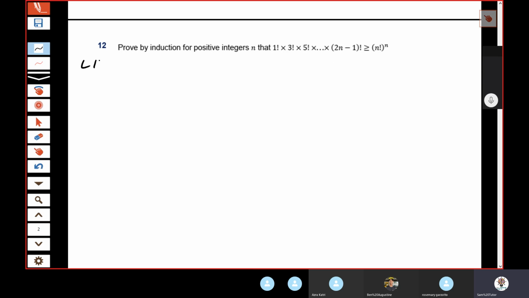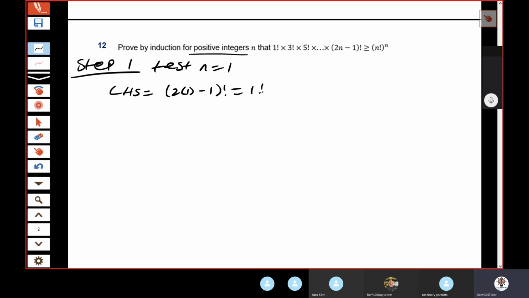So, left-hand side. Sorry, what am I doing? Step 1. All right, step 1 is test. It says all positive integers, so the first one is going to be test n equals 1. Your left-hand side is equal to 2 times 1 minus 1, 1 factorial, which equals 1 factorial, which equals 1. Your right-hand side equals 1 factorial to the power of 1, which equals 1. Therefore, left-hand side is bigger than or equal to right-hand side.